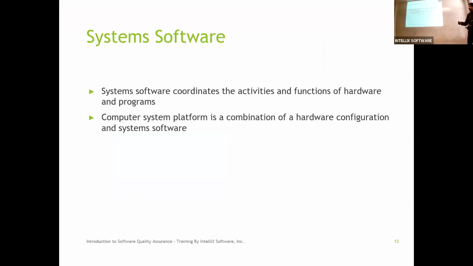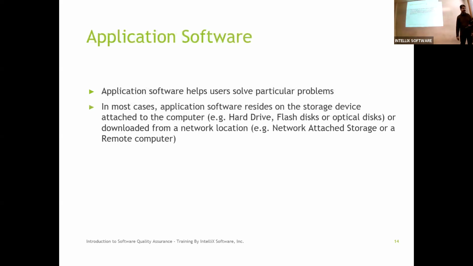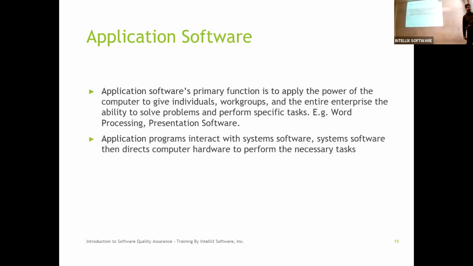So we just talked about system software, which coordinates the activities, the middle layer which works between the hardware and your application software. A lot of times it's known as the computer platform, which is a combination of hardware and the operating system. And then application software is something that runs on top of it that enables you to solve certain business problems or helps you with your needs.